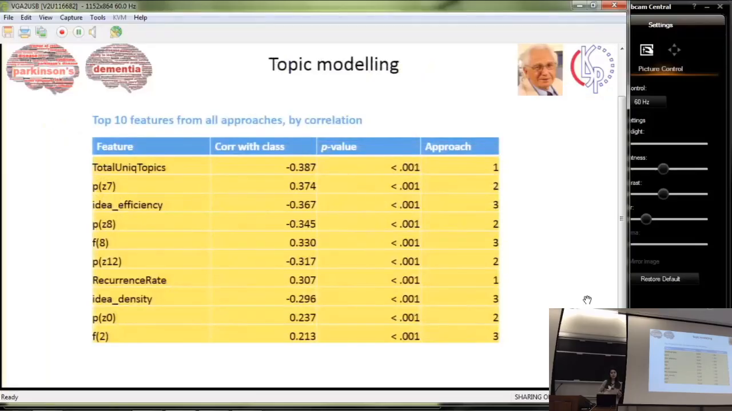Finally, we wanted to compare the different topic modeling approaches. So we took all of the features computed by all the approaches, and here I'm showing you the top 10. So you see that there are significant features extracted by each of the different topic modeling approaches: the finite state transducer, the LDA approach that Alyssa described, and the GloVe approach that I just presented.